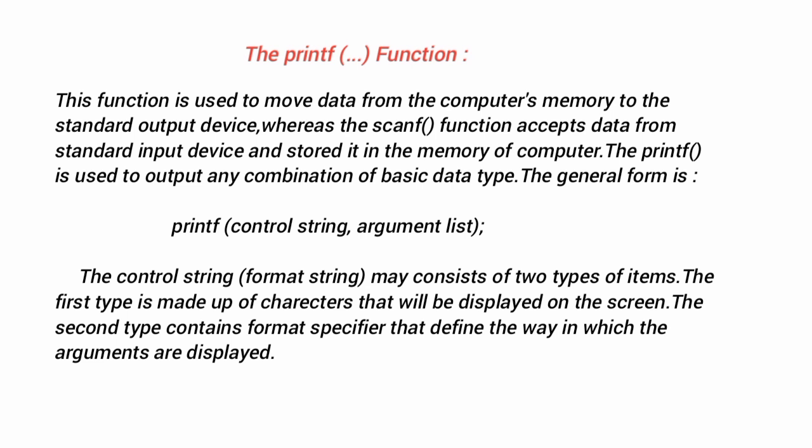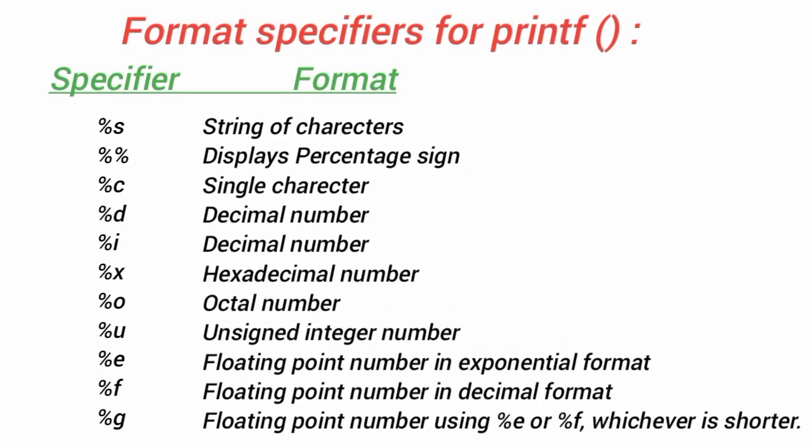The control string or format string may consist of two types of items. The first type is made up of characters that will be displayed on the screen. The second type contains format specifiers that define the way in which the arguments are displayed. The usage is similar to scanf and similar format specifiers are used.